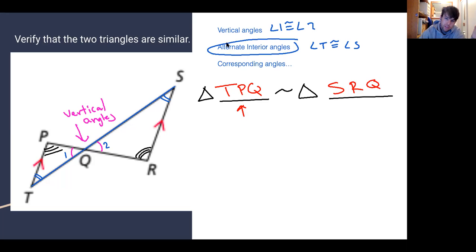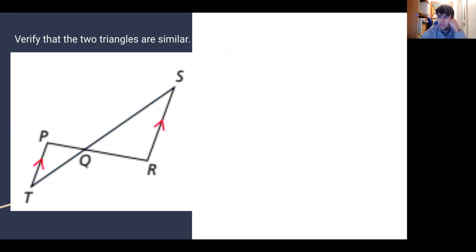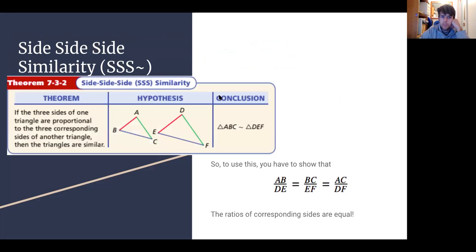So not too difficult. We do need to keep in mind some of these angle relationships and be able to identify those in any given situation. All right, let's go ahead and move forward here.